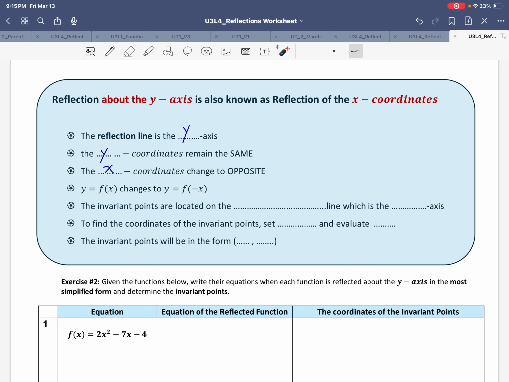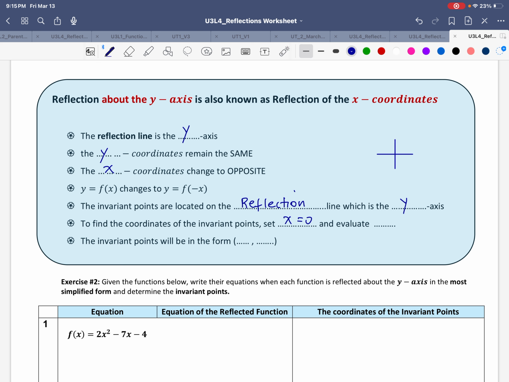Now, the invariant points are always located on the reflection line. And because the reflection line is the y-axis, the invariant points will be on the y-axis. Or in other words, they will be the y-intercepts of the relation or the function or the graph in general. So to find the coordinates of the invariant points, which are again on the y-axis, I wanted to think about it. Any point on the y-axis will have one coordinate the same, and that would be the coordinate x. So we're going to set x exactly equal to 0.